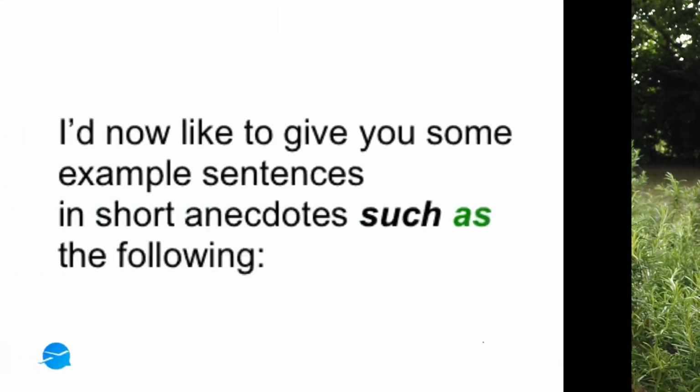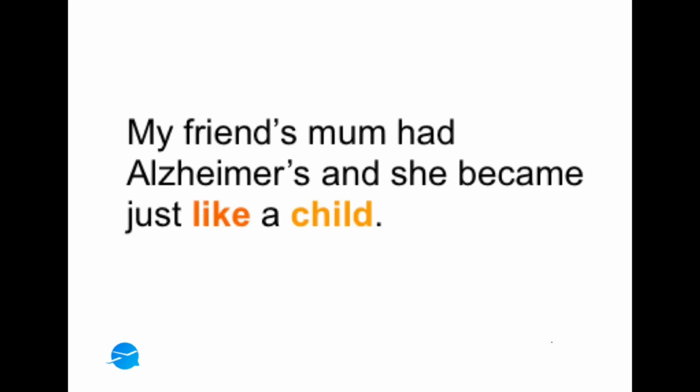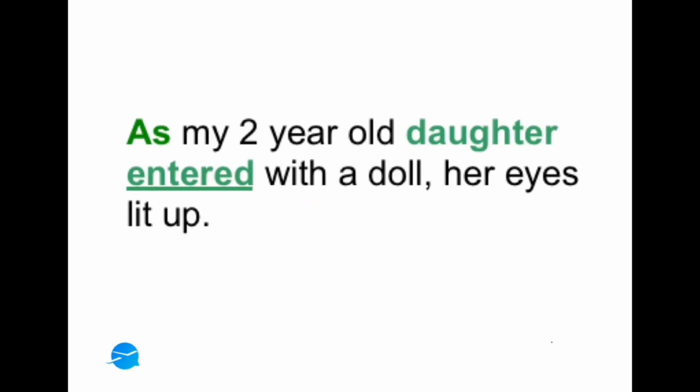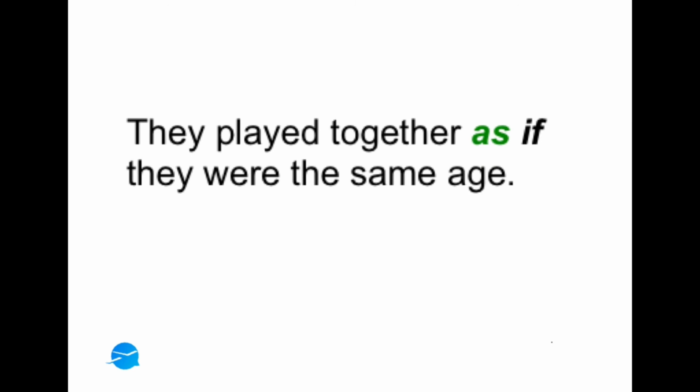Here are some anecdotes now for you to be able to pick up these elements more naturally and just use them without having to think about all the rules. I'd now like to give you some example sentences, in short, anecdotes such as the following. My friend's mum had Alzheimer's and she became just like a child. As my 2-year-old daughter entered with a doll, her eyes lit up. She took my daughter's doll and started rocking it like a baby. They played together as if they were the same age.